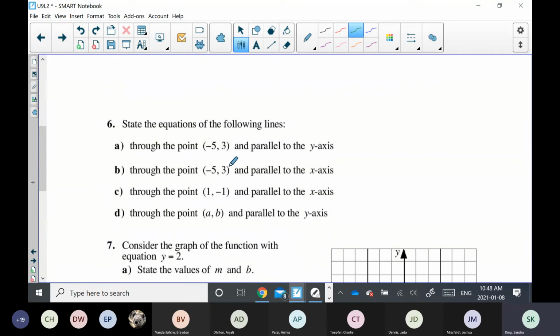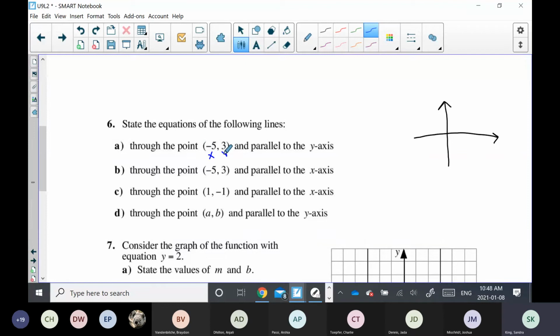So number 6 is the one we just did, right? This was very similar to class example 5. So state the equation of the following lines. They want it to go through this point. So you would say, okay, you draw yourself a rough sketch. And then once you actually start seeing the pattern, you won't even need to draw the sketch, and you'll just be able to look at the point and get the equation.